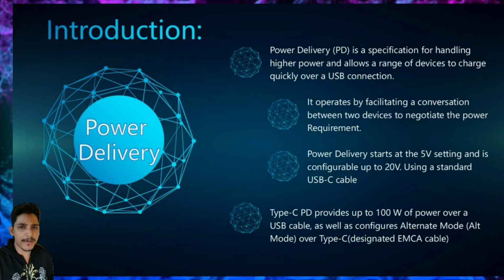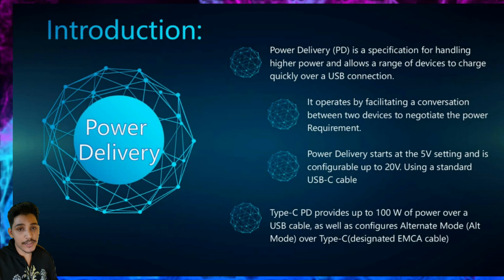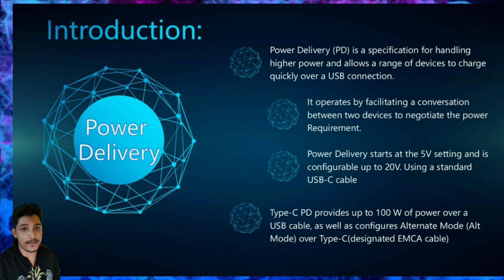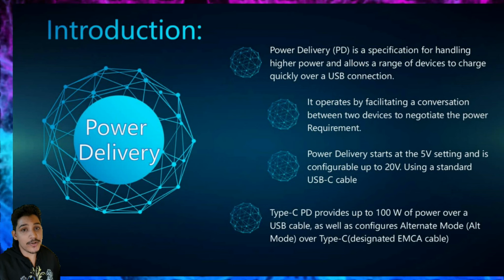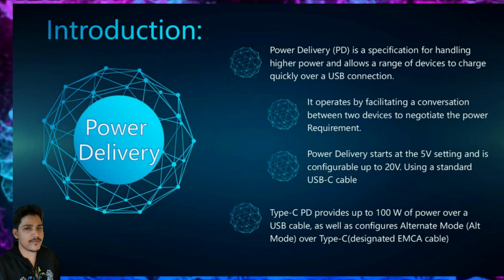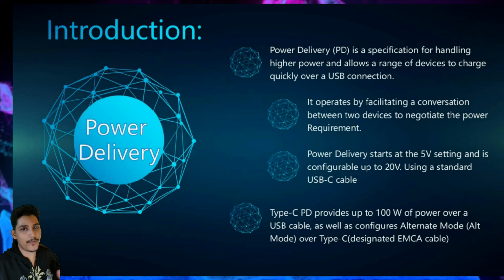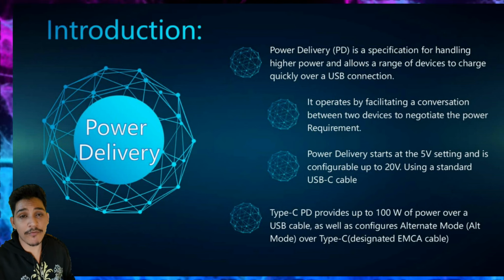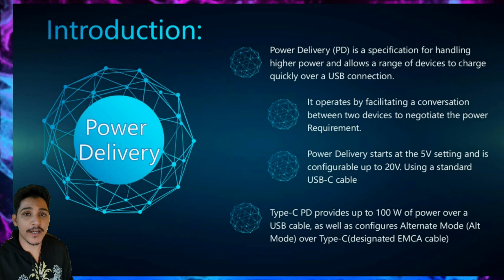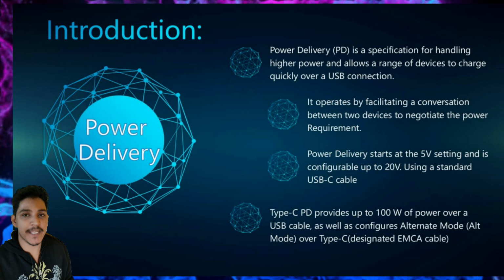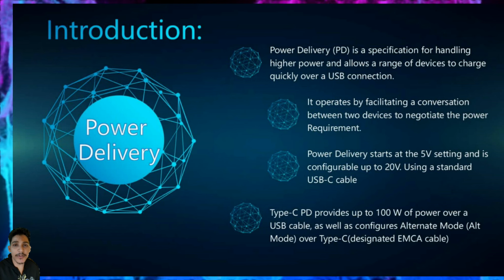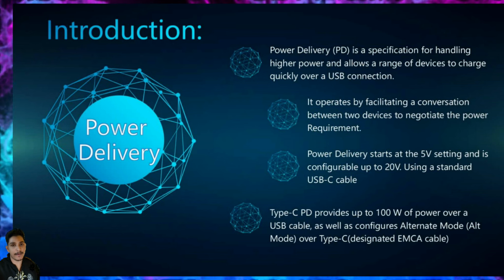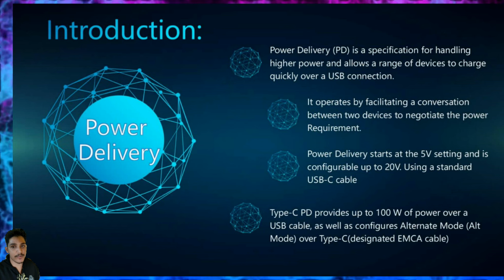It looks simple, but actually there's a lot of procedure and a lot of protocol in the background which is quite mandatory to follow. So even though my explanation looks simple, there are a lot of things we should take care of while doing this protocol handshaking for Type C PD. PD starts at a voltage of 5 volt and it is configurable up to 20 volt using a single standard USB cable. Type C PD can be used to transmit power up to hundreds of watts over a single USB cable, and in parallel it can also use the alternate modes.